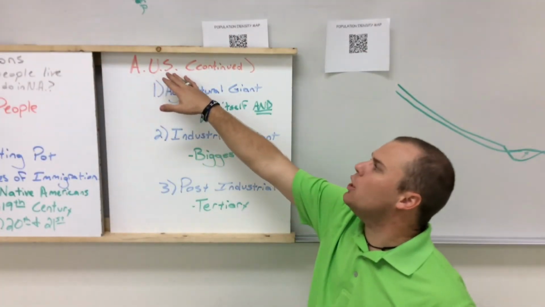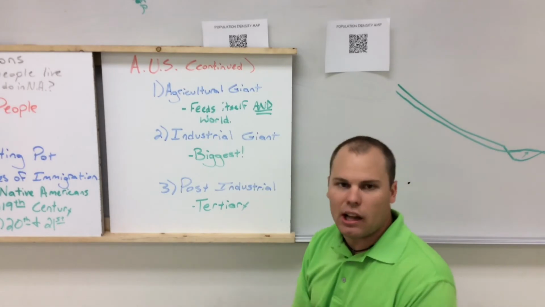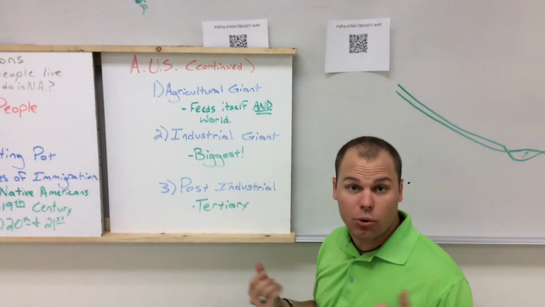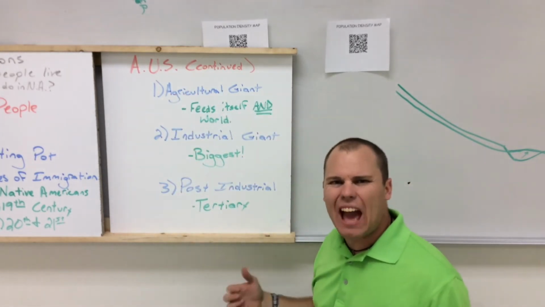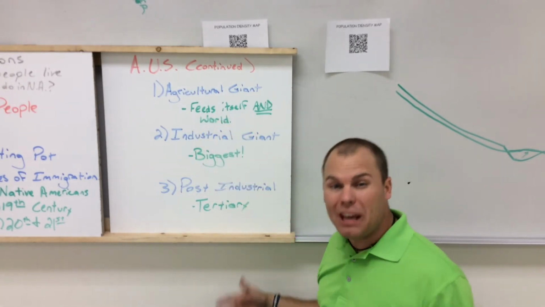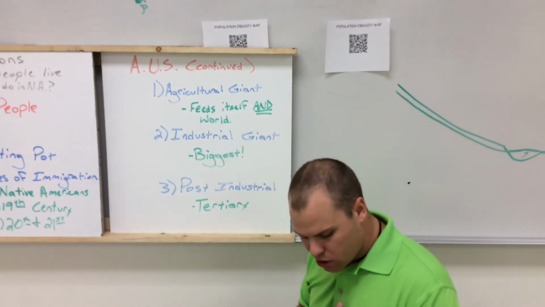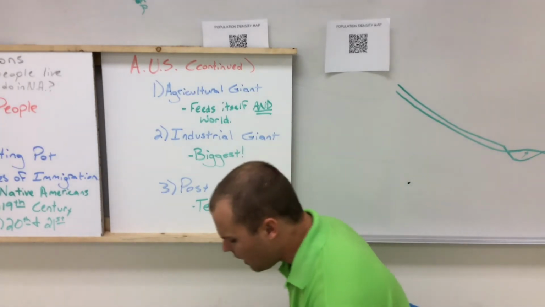This is still a continuation of the same unit. I just put United States continued because it's on the other slide. But there's three areas that I really want to focus on in regards to the economy of the United States. Number one, the United States is known as an agricultural giant. The United States is able not only to feed its own people, but it's also able to feed the whole world, to produce enough food to feed other people in other parts of the world.